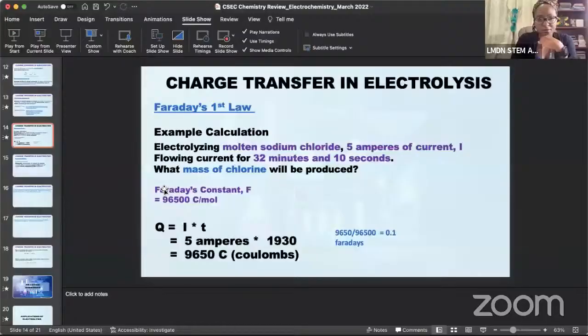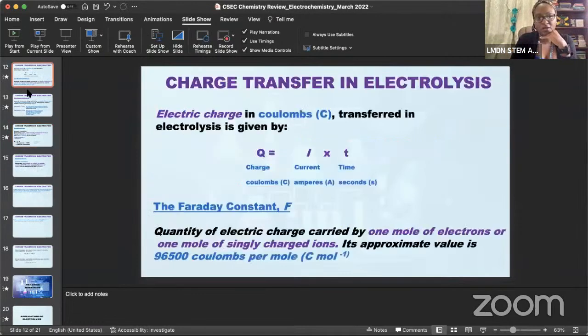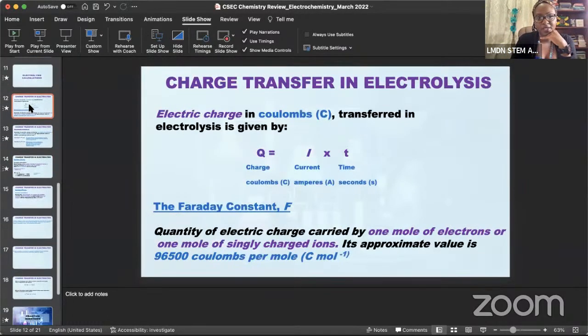Okay, so we're gonna pick up where we left off last time. We just started the calculations, right? We discussed what Faraday's constant is. We spoke about the electric charge and how we calculate electric charge. So I introduced you guys to this formula, which is basically Q is equal to I times T.